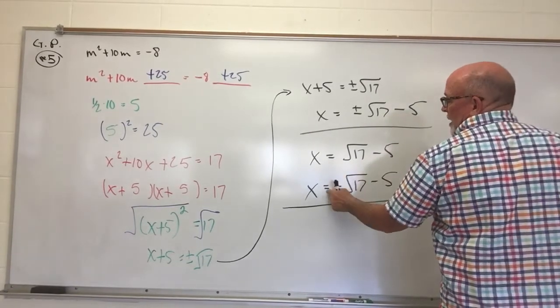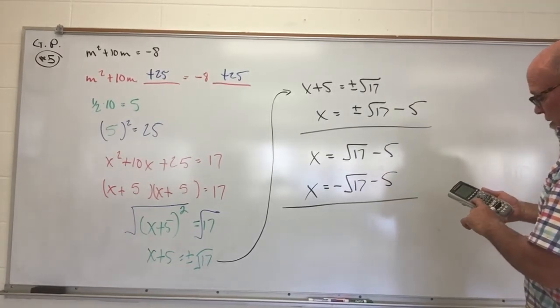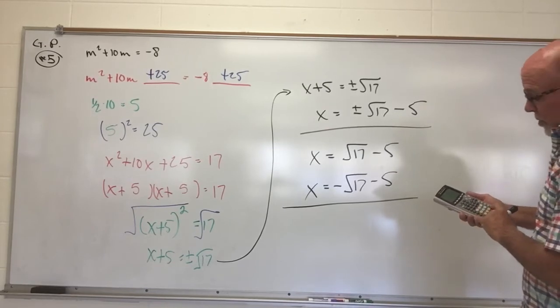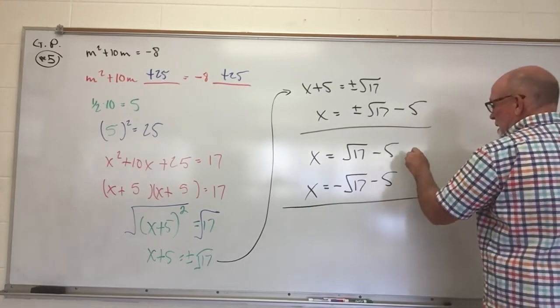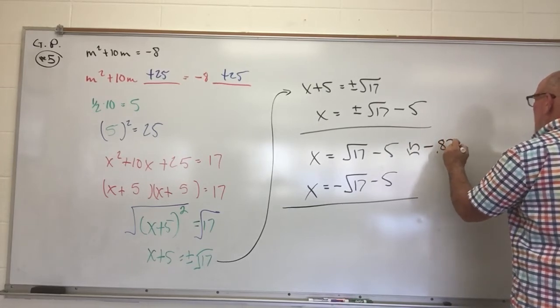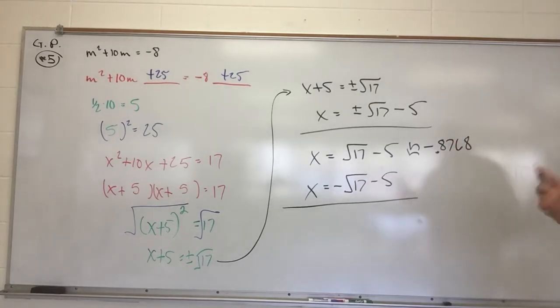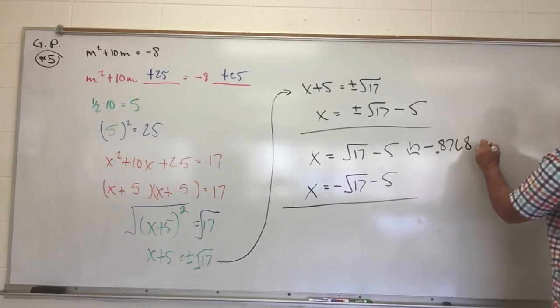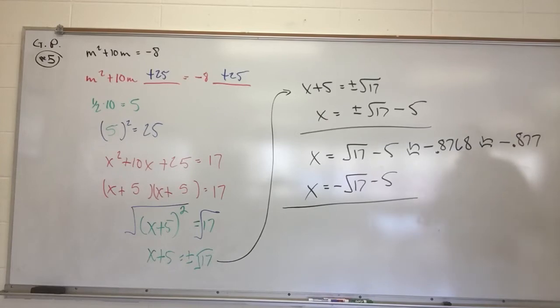In Algebra 2, I'm going to ask for exact. In Algebra 1, we're going to give it a decimal equivalent. So you're going to type in square root of 17, hit enter, and then from that subtract 5. It is close to a negative 0.8768. And I believe we're going to go to the nearest hundredth. Maybe it was thousandths, I can't remember. If it's thousandths, it's negative 0.877. If it's nearest hundredth, it's negative 0.88.